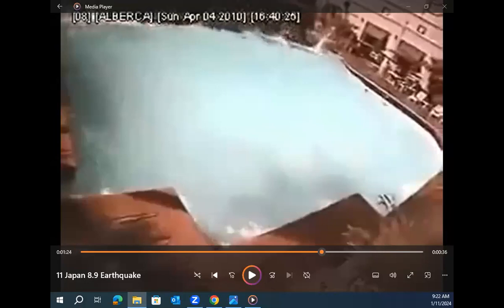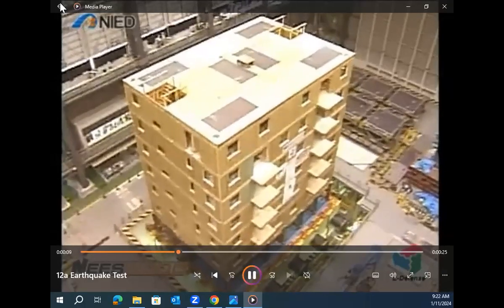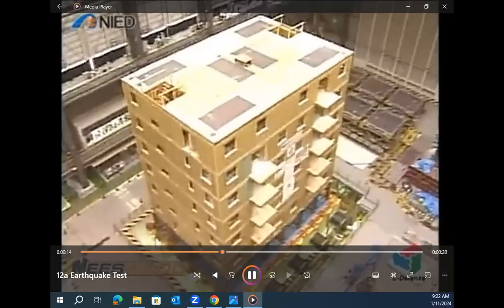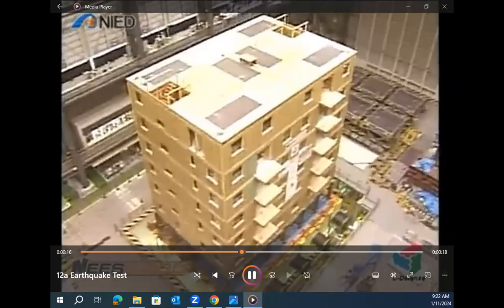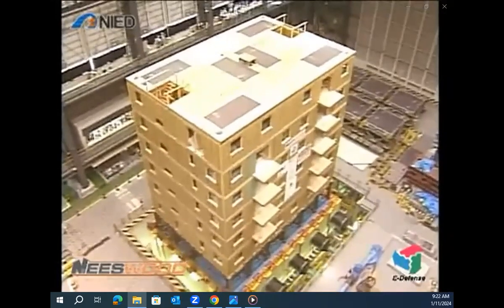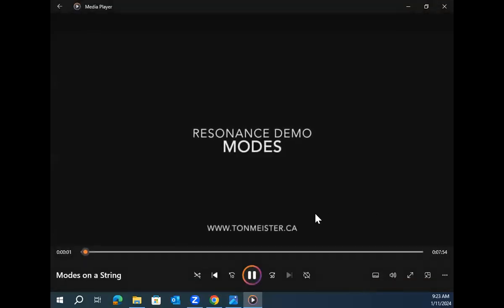So we've got for you guys, I think I showed you the earthquake test the other day. A big old building on rollers, real size, with little people walking in the background. Let's check out, let's do this one. I want to show you guys.